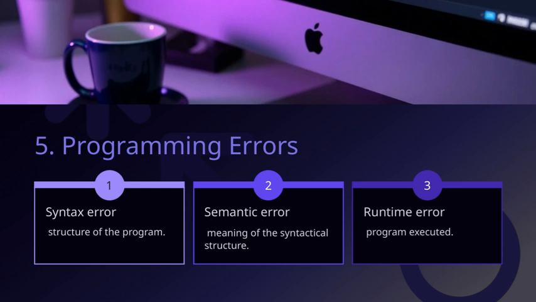Then there are syntax errors, which are issues with the structure of the program itself. These happen when the code doesn't follow the rules of the programming language, like missing a semicolon or misplacing parentheses. Syntax errors are usually caught early, often during compilation or parsing. Understanding these different types of errors helps you troubleshoot more effectively. Recognizing whether an error is syntactical, semantic, or a runtime issue guides you in fixing it faster and writing more reliable code.